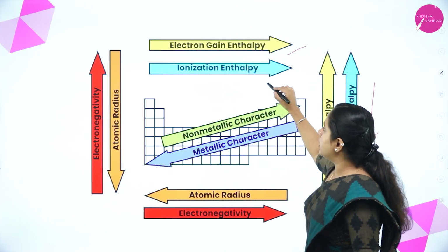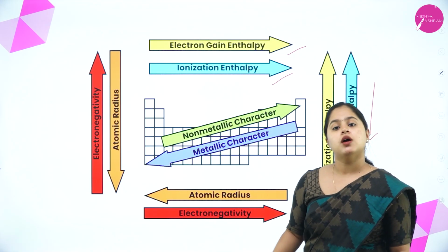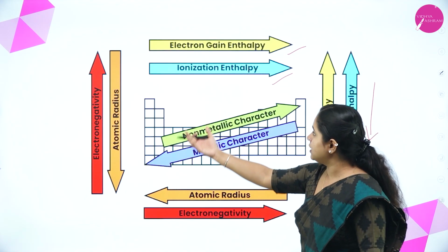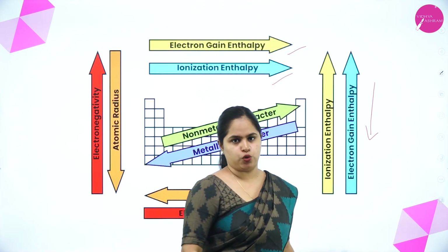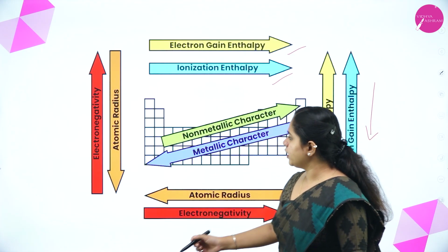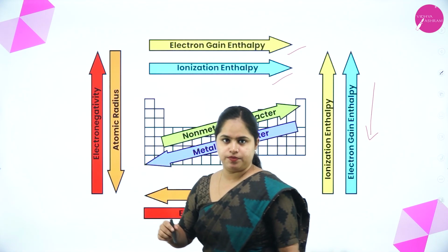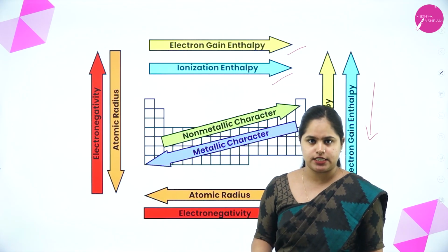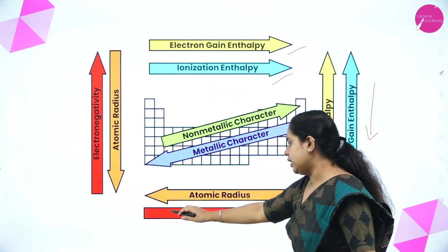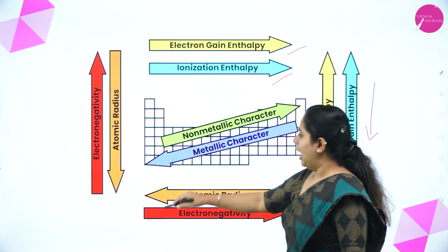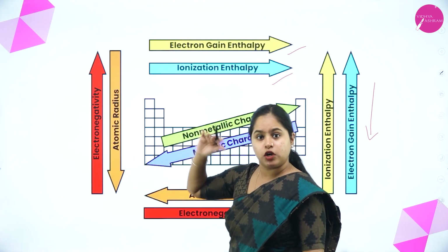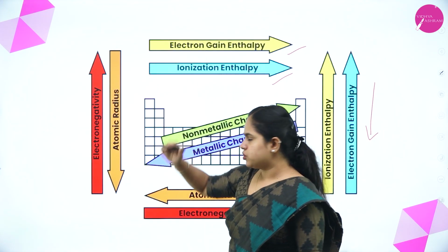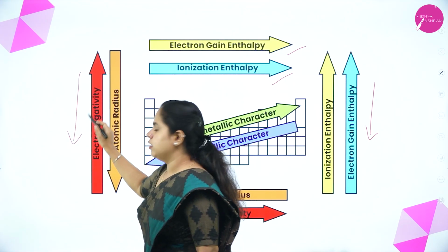Now, ionization enthalpy. What about ionization enthalpy? Even that increases along the period and decreases down the group. Clear? Now, moving on to electronegativity. We studied electronegativity in this session, right? So, electronegativity increases along the period and decreases down the group. It is showing in the up direction because it is increasing from down to top. So, that basically means it is decreasing down the group.